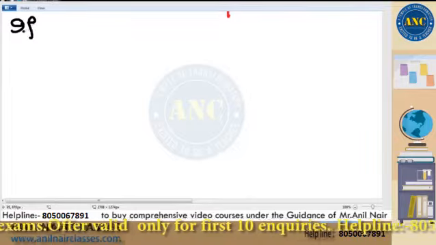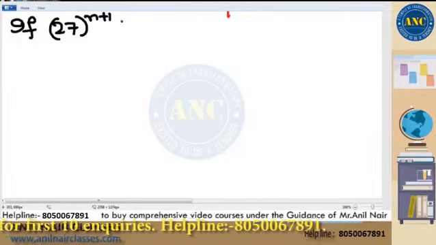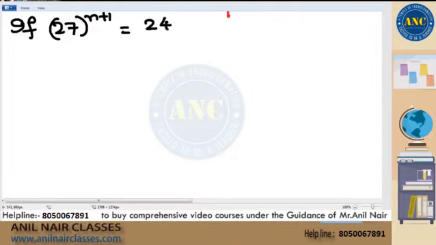Suppose another similar variety of question. 27 to the power of n plus 1 is equal to 243 to the power of 3. Find the value of n. Same logic I will implement.